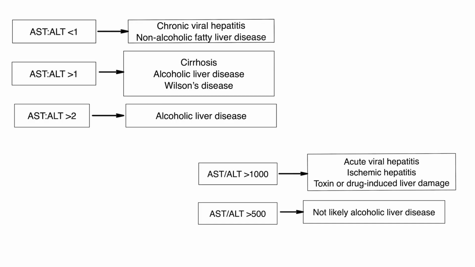When the AST or ALT is really, really high, you have to think of something like an acute viral hepatitis, an ischemic hepatitis, or something that's toxin or drug-induced, something that just knocks out a ton of the liver. Whereas if it's greater than 500, it's not likely alcoholic liver disease. Usually that doesn't rise above an AST of 300.